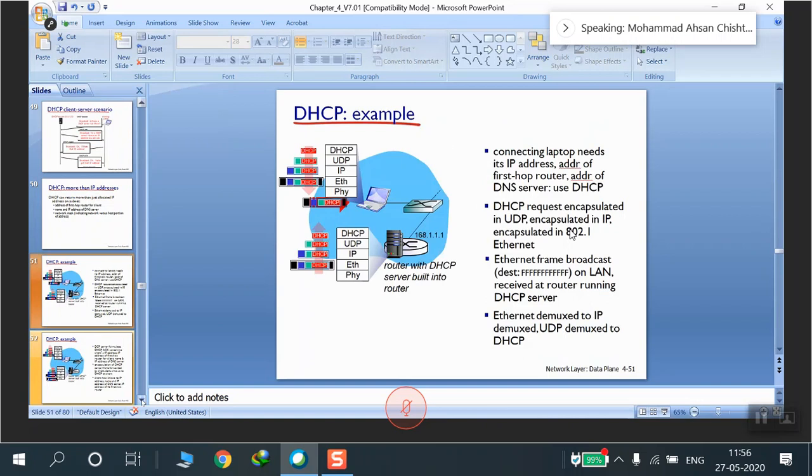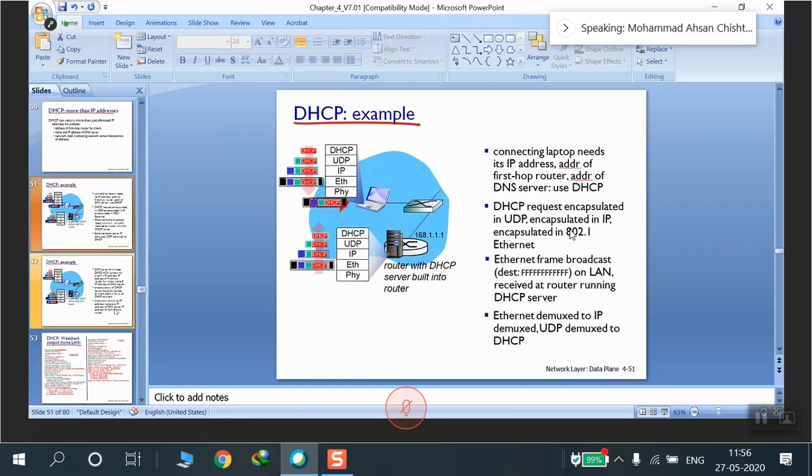This is an example of DHCP. You can go through it. If you open the packet using Wireshark, this is what you can see within it.